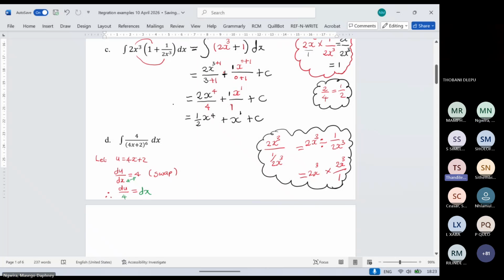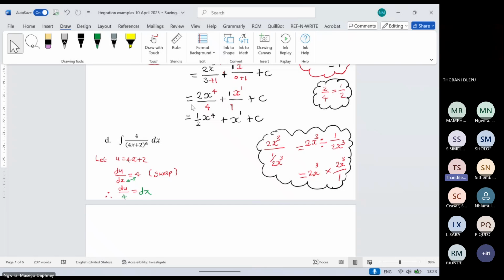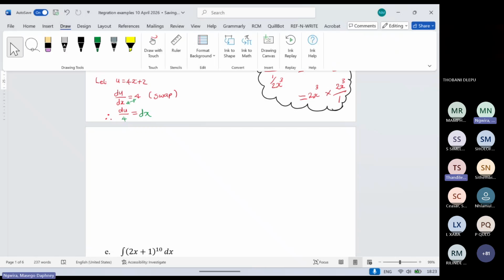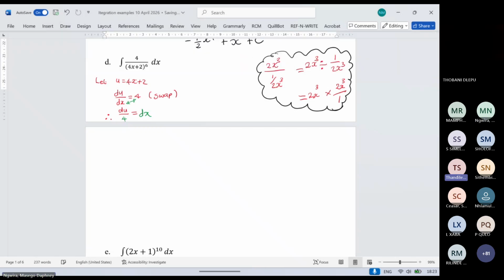And then I'm going to write my formula again, the formula for integration. So what am I going to write? We are integrating again.